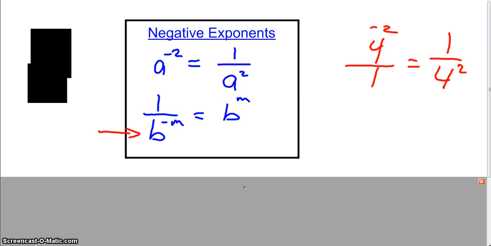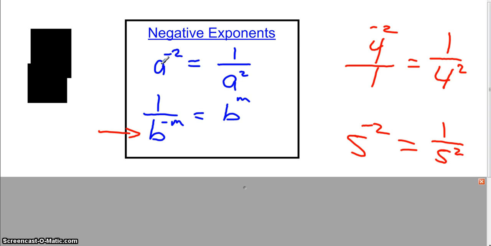One more note here. When you have an answer that contains a negative exponent, it is not the final answer. If my answer says 5 to the negative 2, that is not considered simplified. You must change it to an answer with a positive exponent. So does everyone understand? What would we change 5 to the negative 2 to? Sabrina? 1 over 5 squared. 1 over 5 squared. Good.